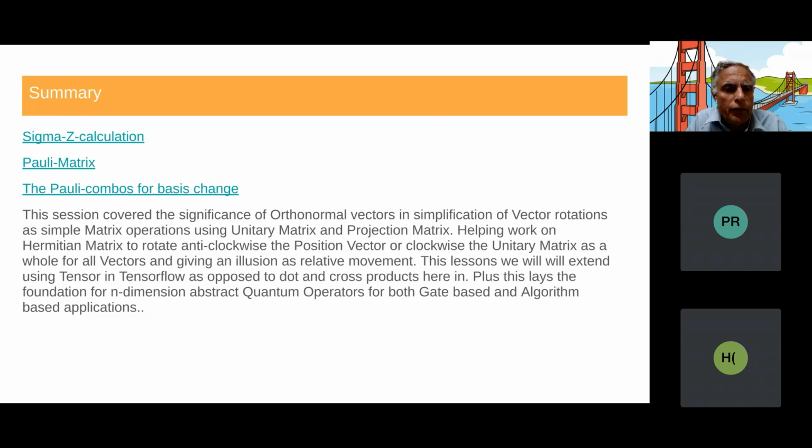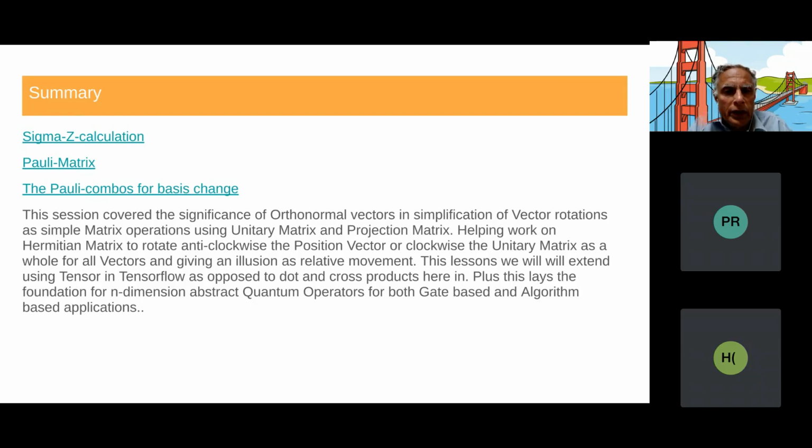So we have to recollect we did the Hermitian matrix, which is the adjoint, and then we also said that if you are doing coordinate basis, we are going to do anti-clockwise rotation for positioning the vector using the position vector. And if we are going to do a basis change, that is, change of the basis itself, not the vector rotation, then in that case we will be doing clockwise rotation.